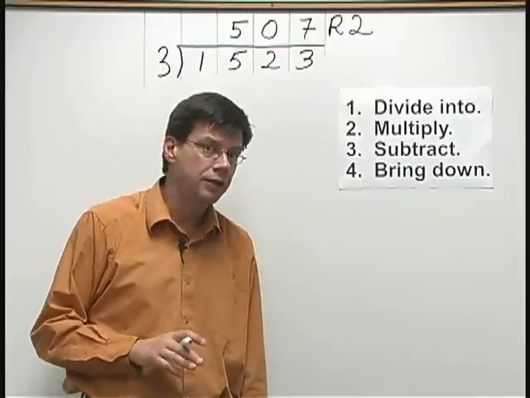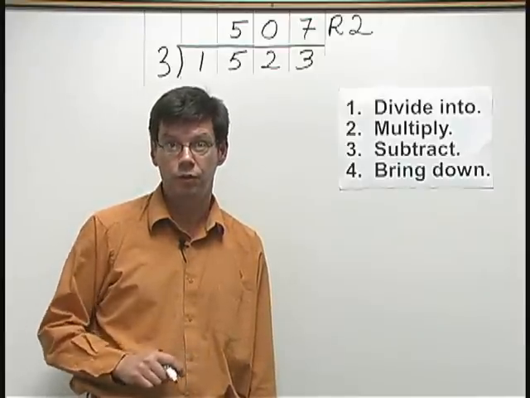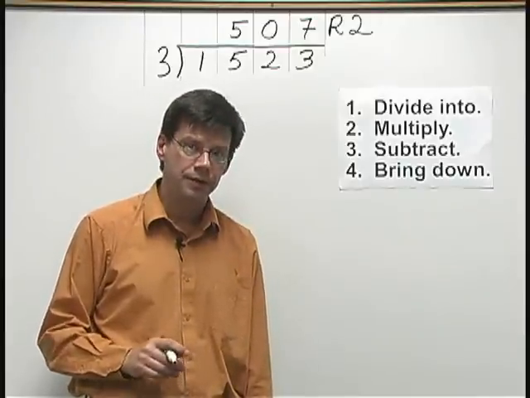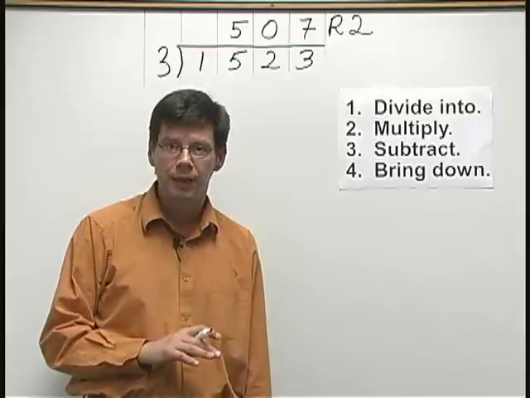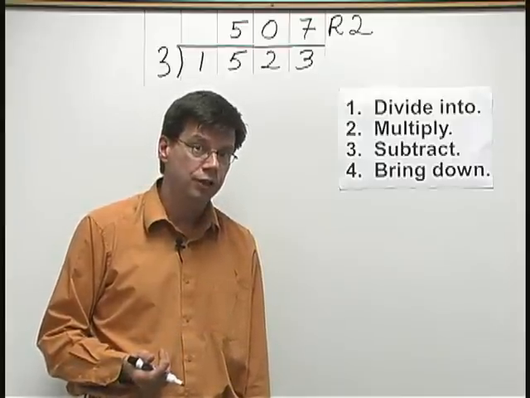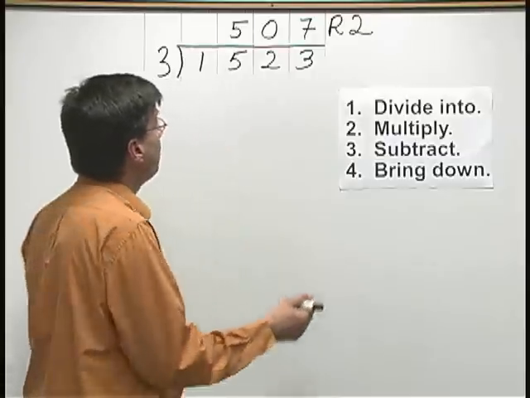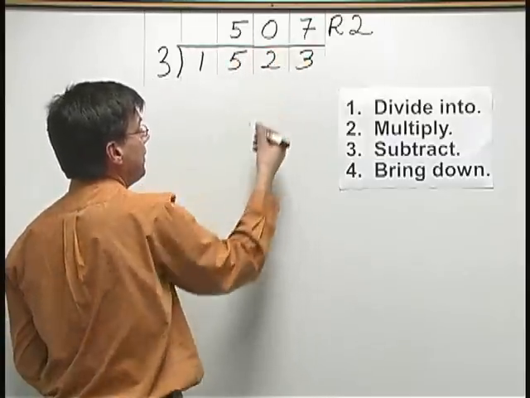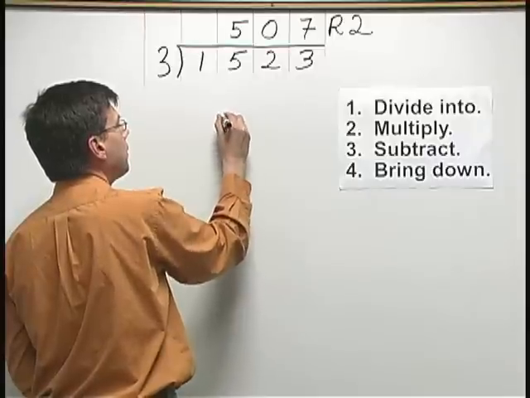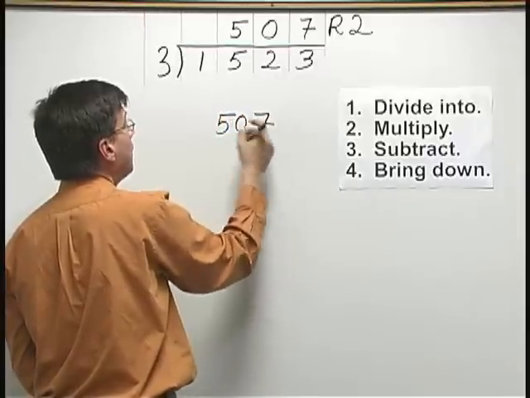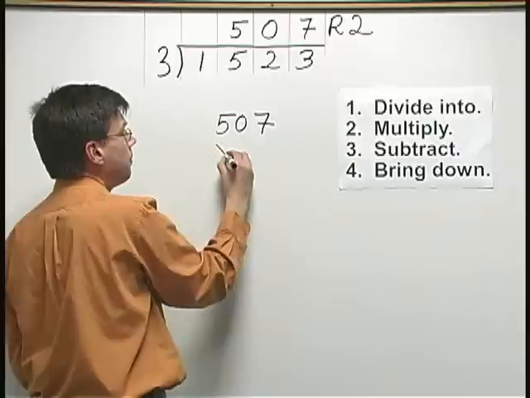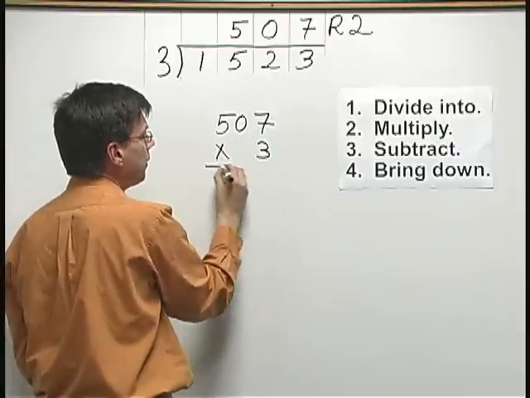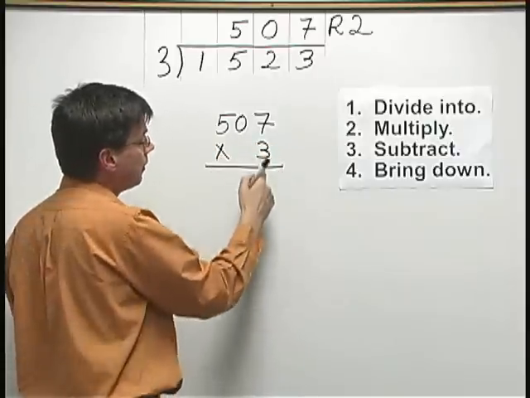Finally, let's go ahead and check our answer to this long division problem. We can check this answer using multiplication and a little bit of addition. We check by taking 507 times the number in front, the 3. Let's go ahead and do that.